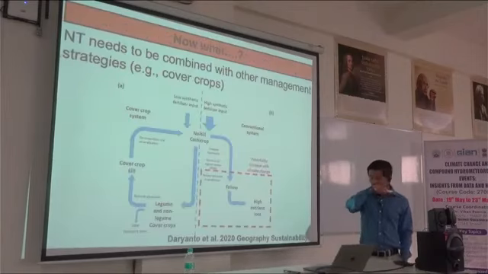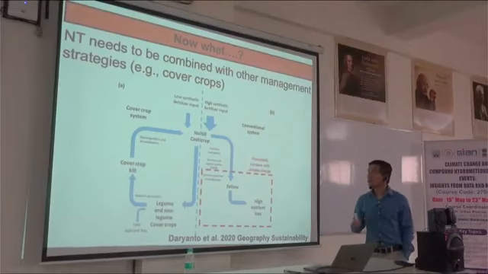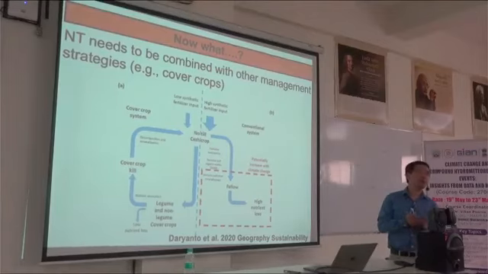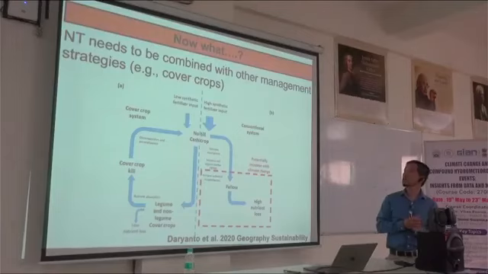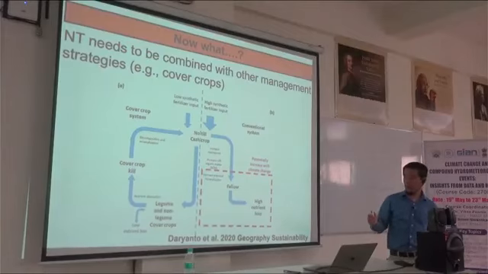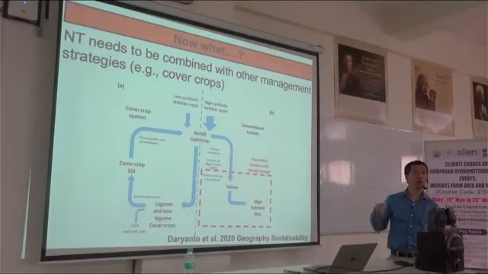So that prompts us to think about what's next, right? What additional things can we do to minimize the no-till impact? One of the things we can think of is adding additional agricultural practices to minimize the impact.